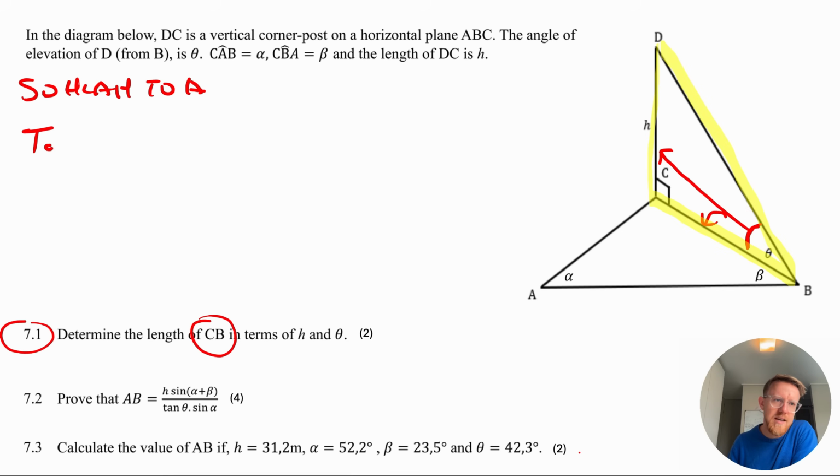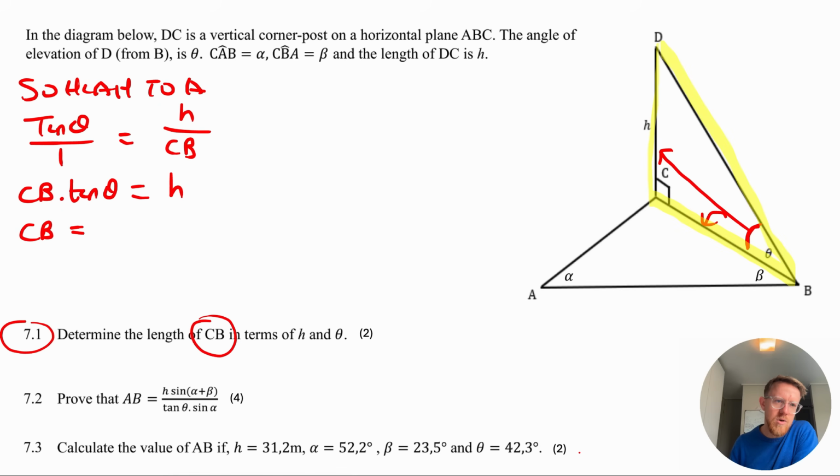So we will say that the tan of that angle is equal to the opposite, which is h, over the adjacent, which is CB. Now you just have to get CB alone. So you can think of this as tan theta over 1. Cross multiplication gives you CB multiplied by tan theta equals h. To then get CB alone, you're just going to say h over tan theta. And so there's the answer, h over tan theta.